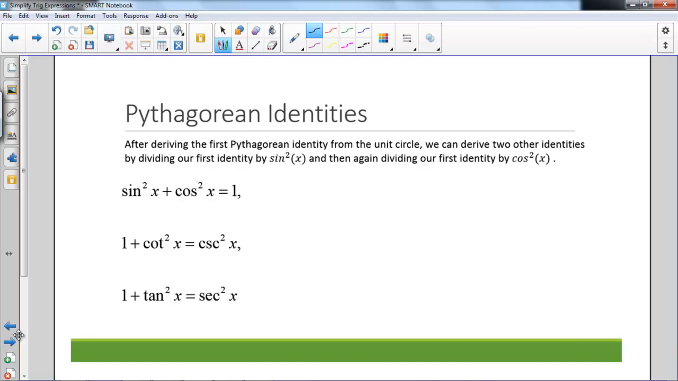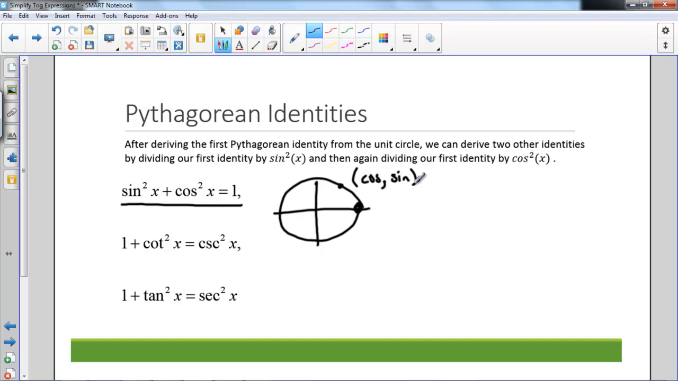Alright, so if we take a look at the Pythagorean identities, I'm going to talk briefly about this one. This is our main Pythagorean identity, and if we look at the unit circle, we know that each point is represented by cosine, comma sine. We know that our radius for a unit circle is 1.